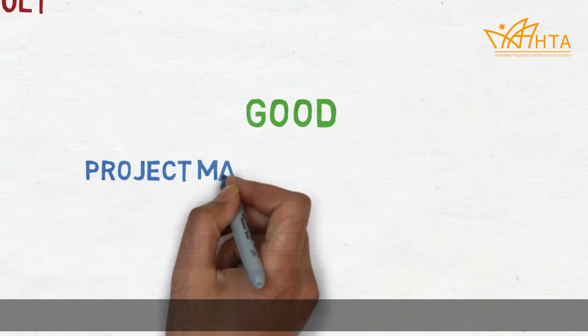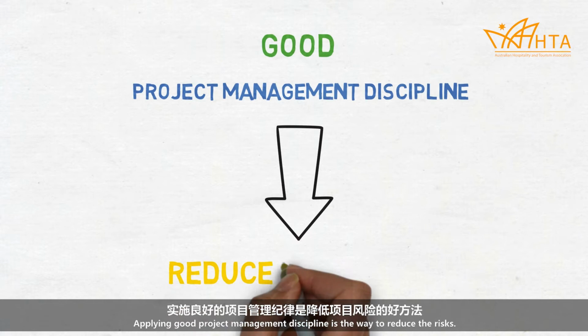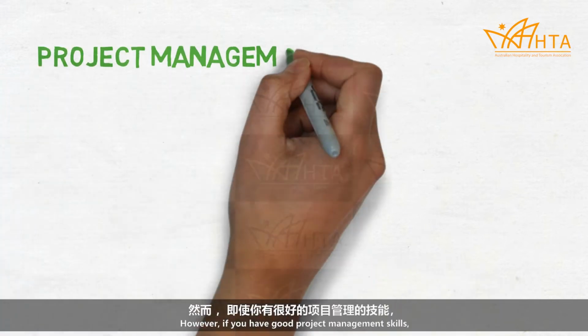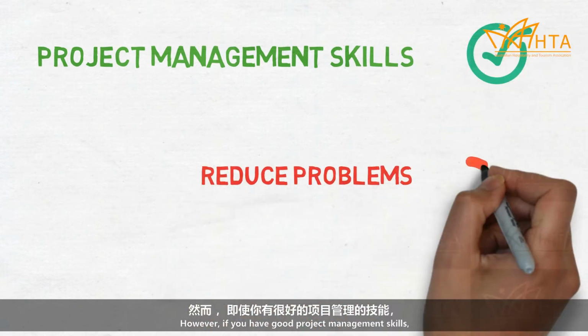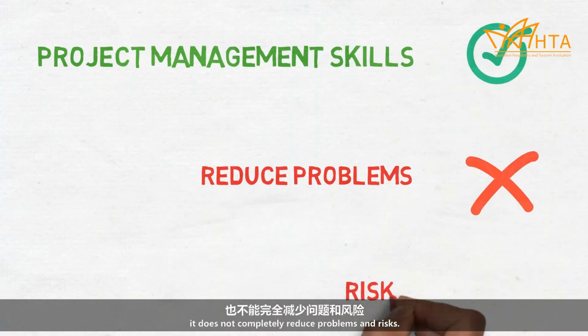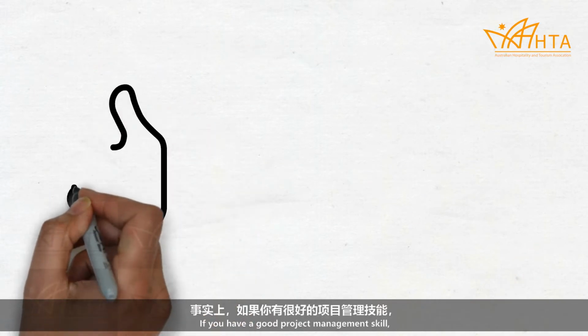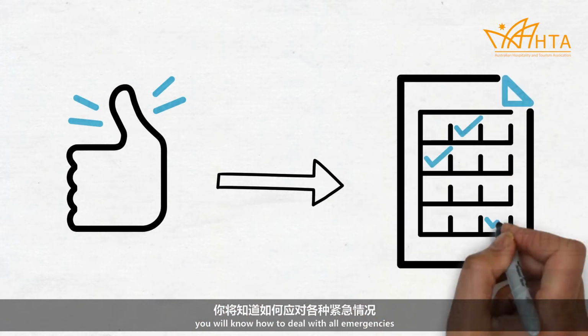And finally, applying good project management discipline is the way to reduce the risk. However, even with good project management skills, it does not completely eliminate problems and risk. If you have good project management skills, you will know how to deal with all emergencies.